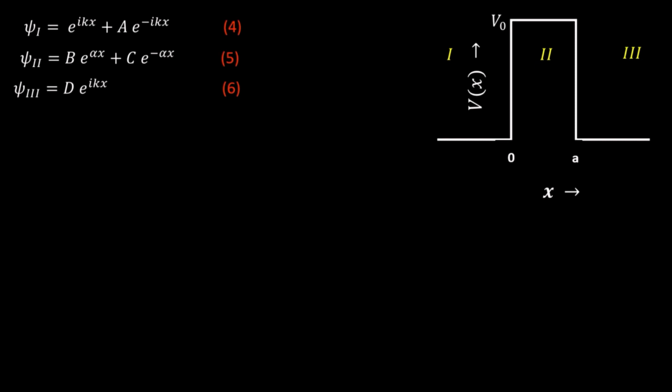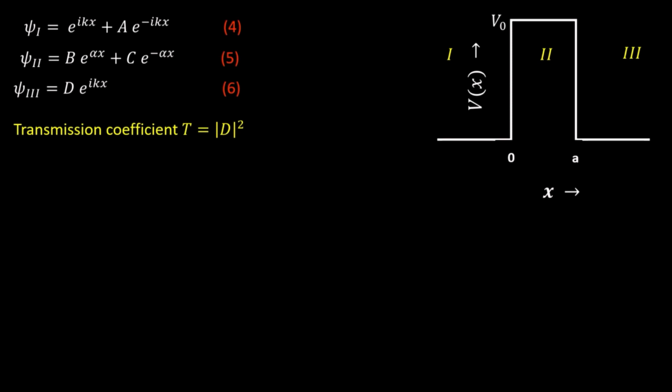Now the probability density of the incident wave is 1, that of the reflected wave is the square modulus of A, and the probability density of the transmitted wave is given by the square modulus of D. So the transmission coefficient is given by the modulus square of D, as it is the ratio of the transmitted to the incident current density.